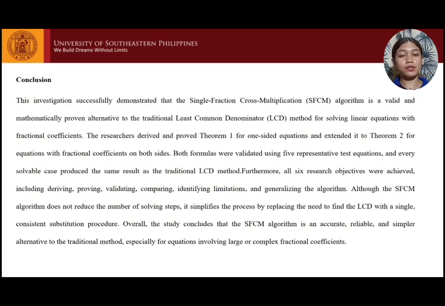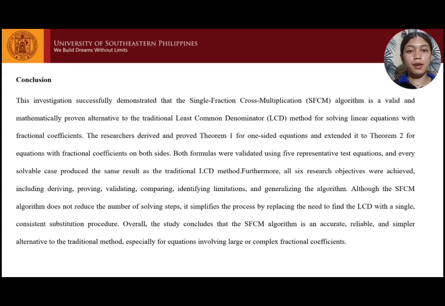Theorem 2 extends that result to equations with fractional coefficients on both sides, giving x equals bh times the quantity of ED minus CF over DF times the quantity of AH minus GB. And it collapsed back into Theorem 1 exactly when G equals 0 and H equals 1, which is the internal consistency check we called corollary 1. All 5 test equations run through both methods produce identical results wherever a solution existed, and back substitution confirmed every one of them. All 6 of our specific objectives were met.